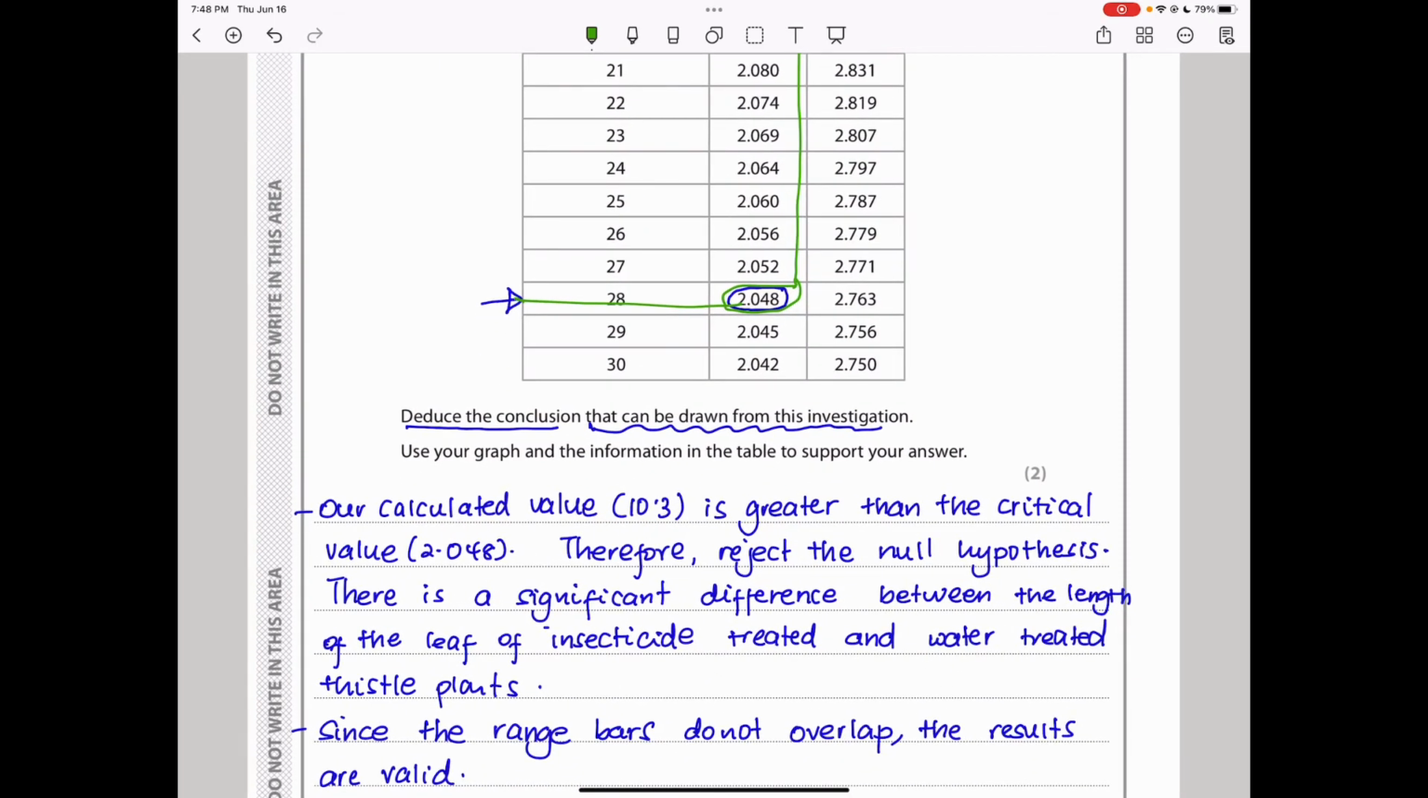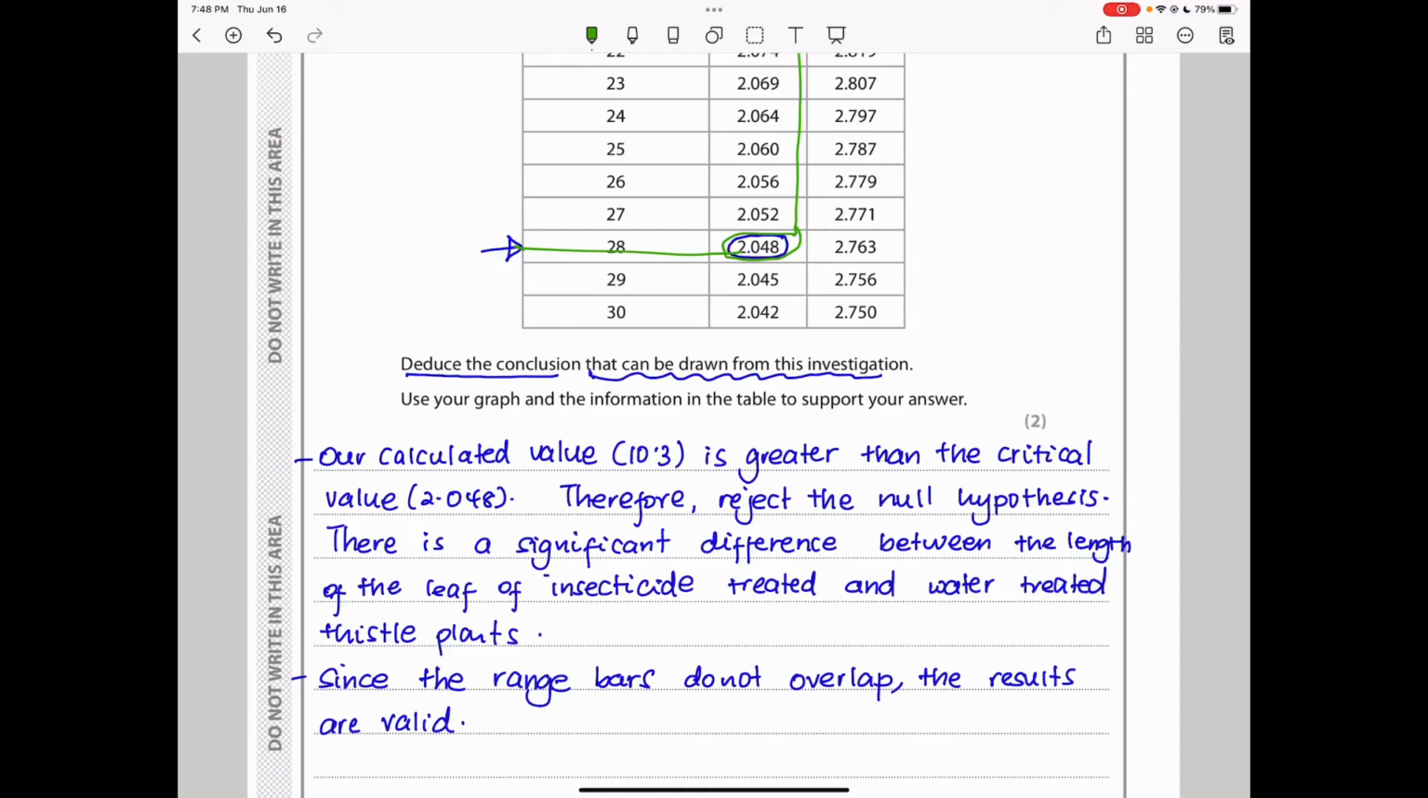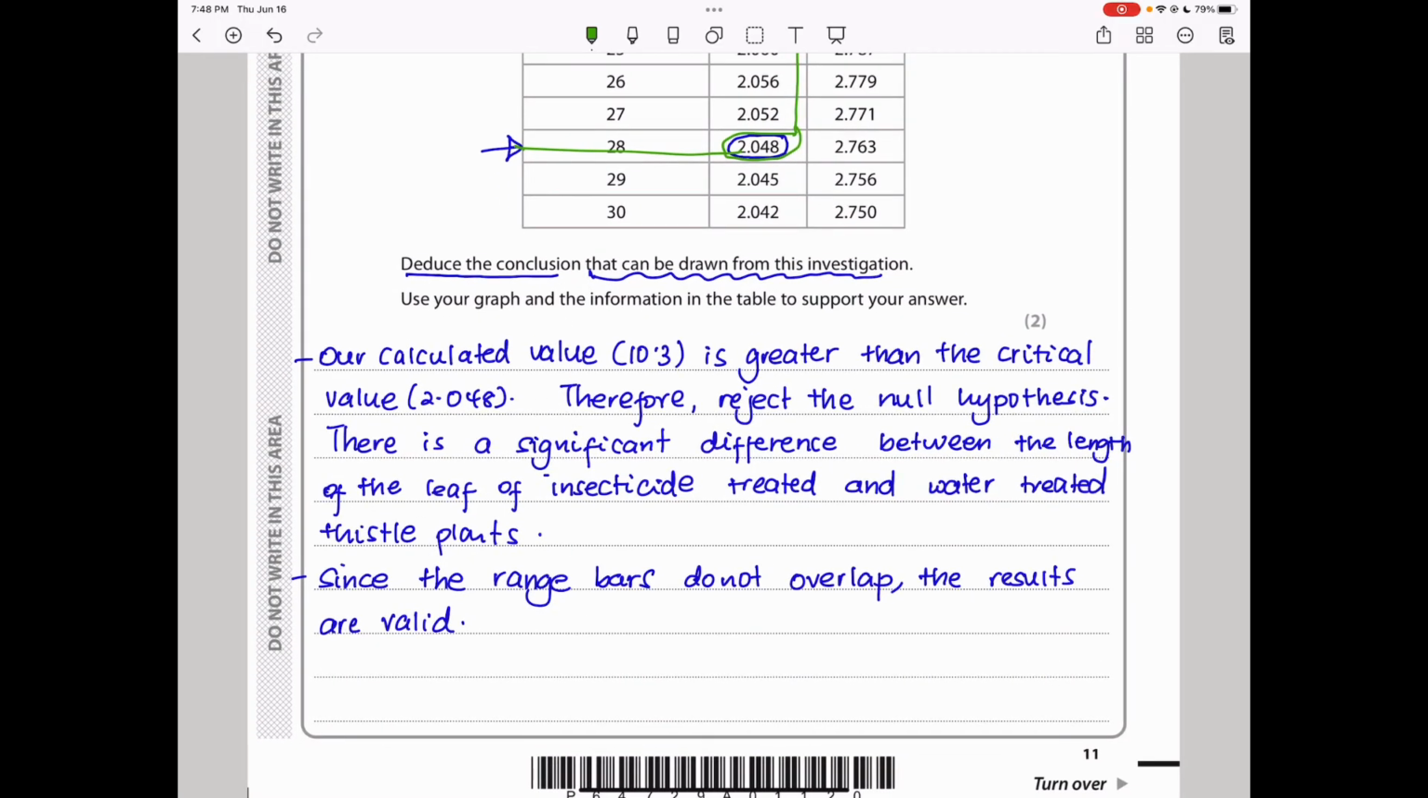The next part is asking us to deduce the conclusion that can be drawn from this investigation, and they want us to use the graph and the information in the table to support the answer. So based on the results we have obtained, the calculated value is 10.3, while the critical value is 2.048. So we see the calculated value is greater than the critical value. What we have to do here is to reject the null hypothesis. Remember, the null hypothesis stated there is no significant difference between the length of the leaves exposed to the different conditions, whether water or insecticide.